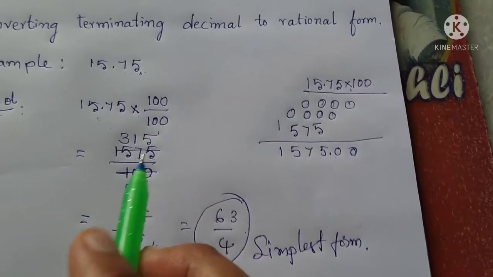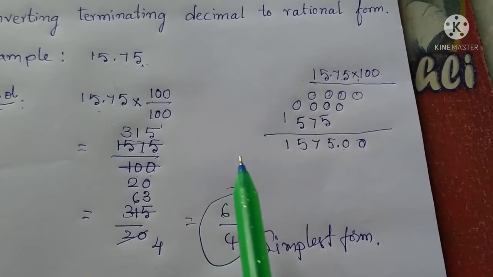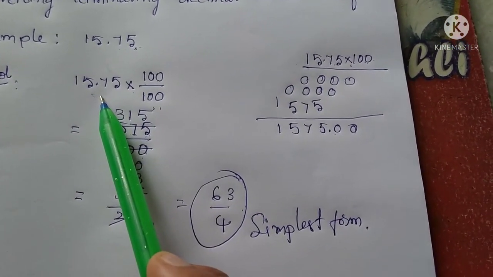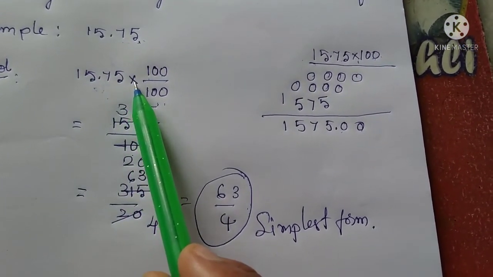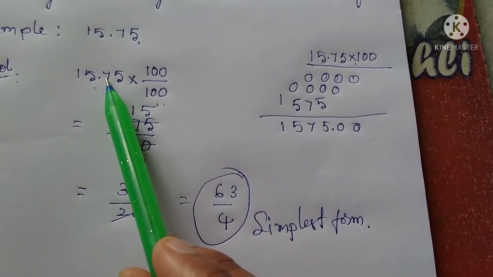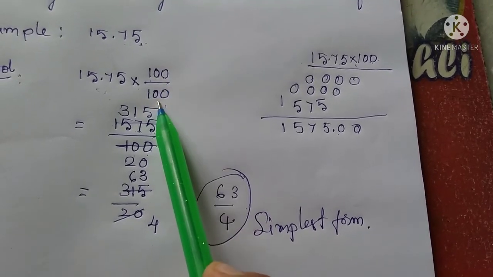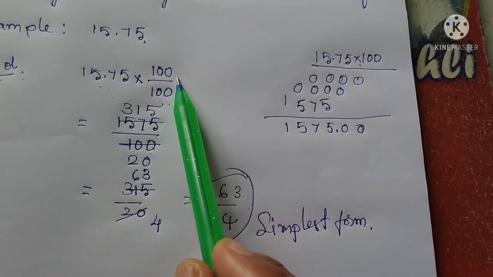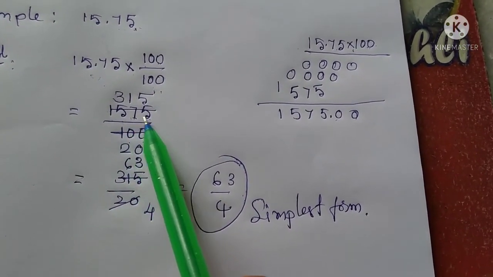So first, multiply the given number by 100 by 100. Because there are 2 decimals after the point, we take 1 followed by 2 zeros. If 1 decimal is there, we take 1 followed by 1 zero, 10 by 10, like that. Here 2 decimals are there, so we take 2 zeros. Then multiply with the number 1575.